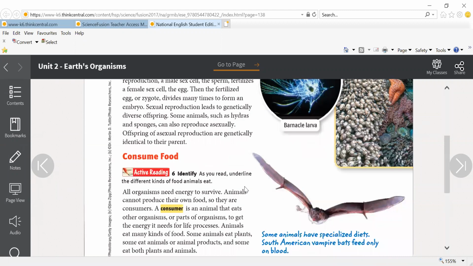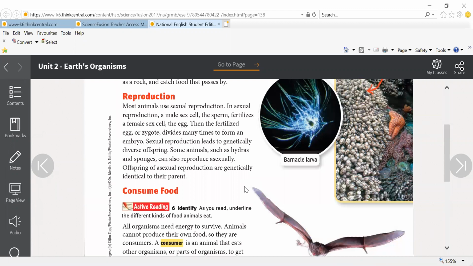Reproduction: we know that we all reproduce sexually. The male sex cell, the sperm cell, fertilizes a female sex cell, the egg cell. This zygote divides many times to form an embryo. This leads to genetically diverse offspring. Okay, they are saying sponges are animals. See here, girls, some animals such as hydras and sponges, so they are animals. Remember that. They are the ones who reproduce asexually.